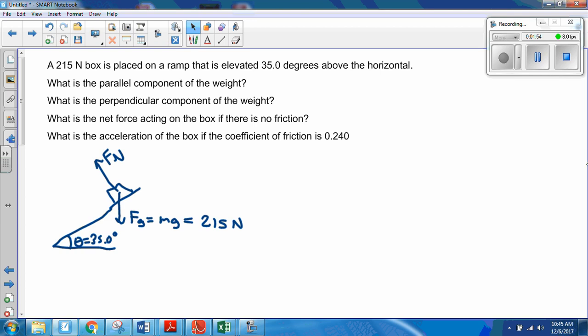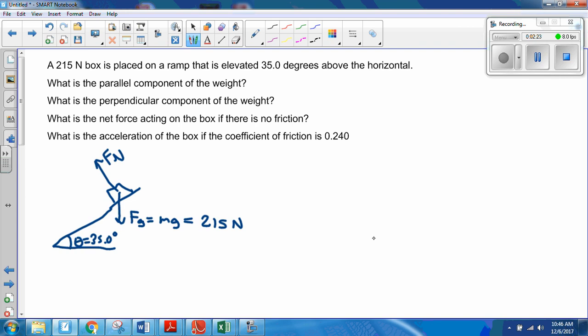Okay. So we have this normal force. Remember, normal means 90 degrees. So it's 90 degrees to the surface. Okay, this is the original free body diagram for the problem. Okay, the problem says it wants the parallel component of the weight, the perpendicular component of the weight. Then it wants us to figure out what the net force on the box is with no friction, and then what's the acceleration of the box if there is friction, and it has a coefficient of 0.240.